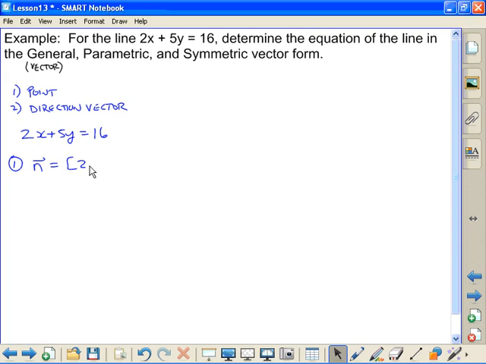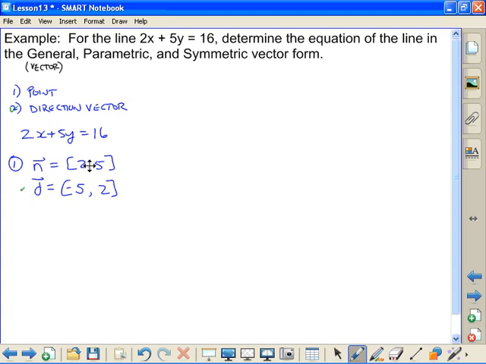So what does that tell me then? Well, we already said that a direction vector and a normal vector are perpendicular to each other. So by flipping the coordinates, 5, 2, and making one of them negative, and it doesn't matter which one, you end up with a direction vector. That means we have one of the 2 criteria. Next, we need to find a point.